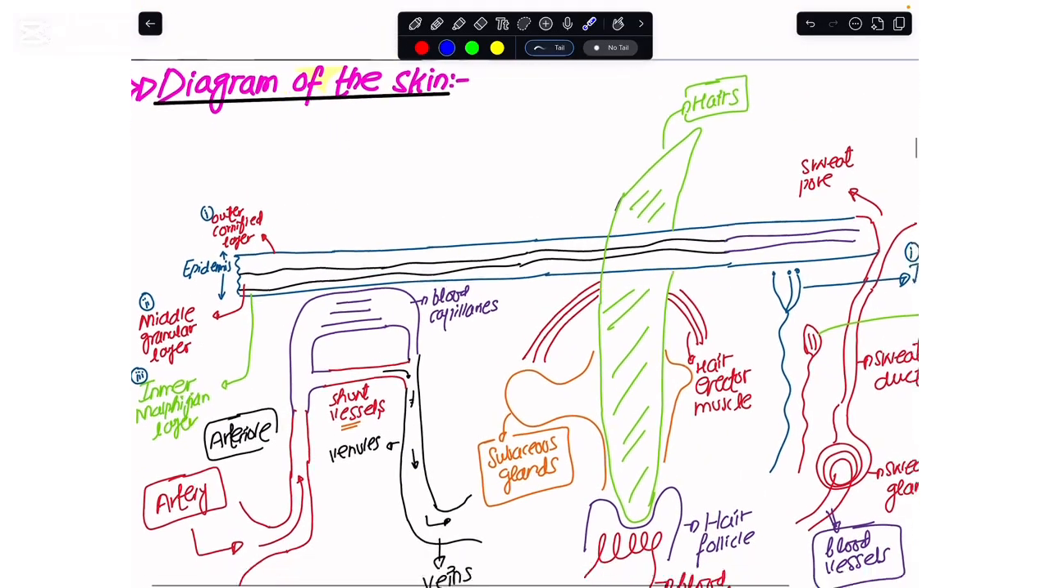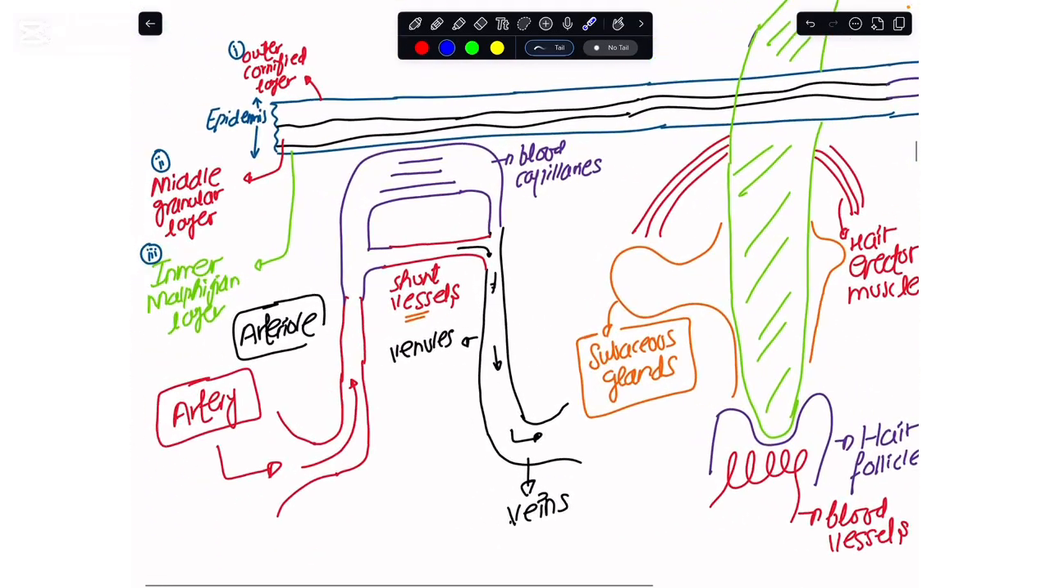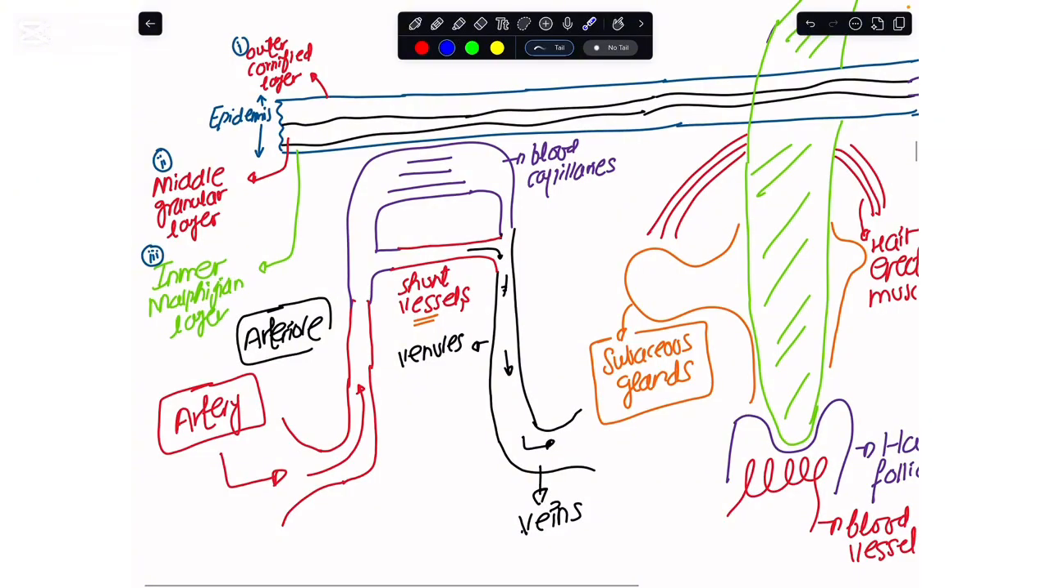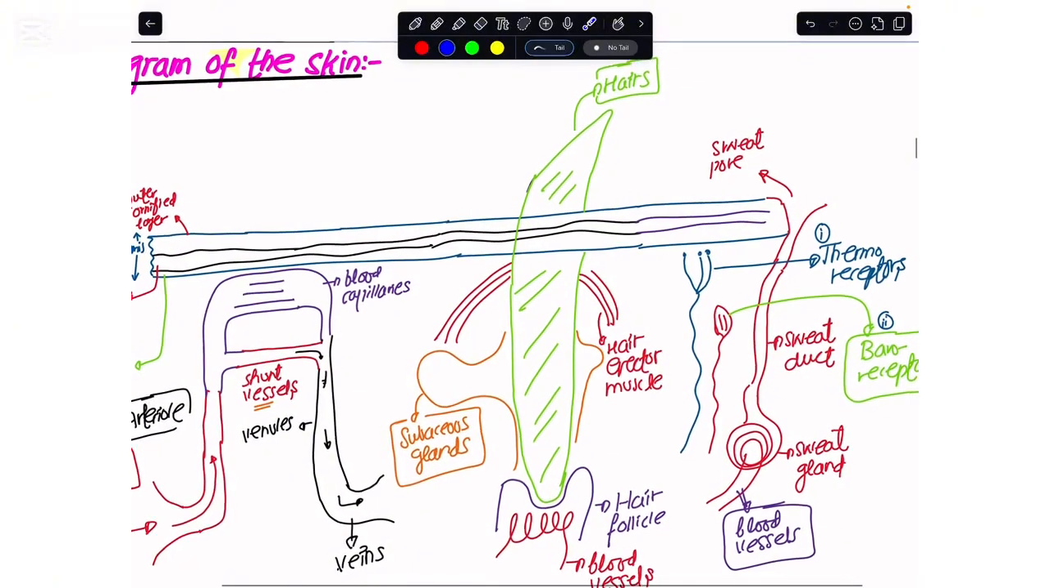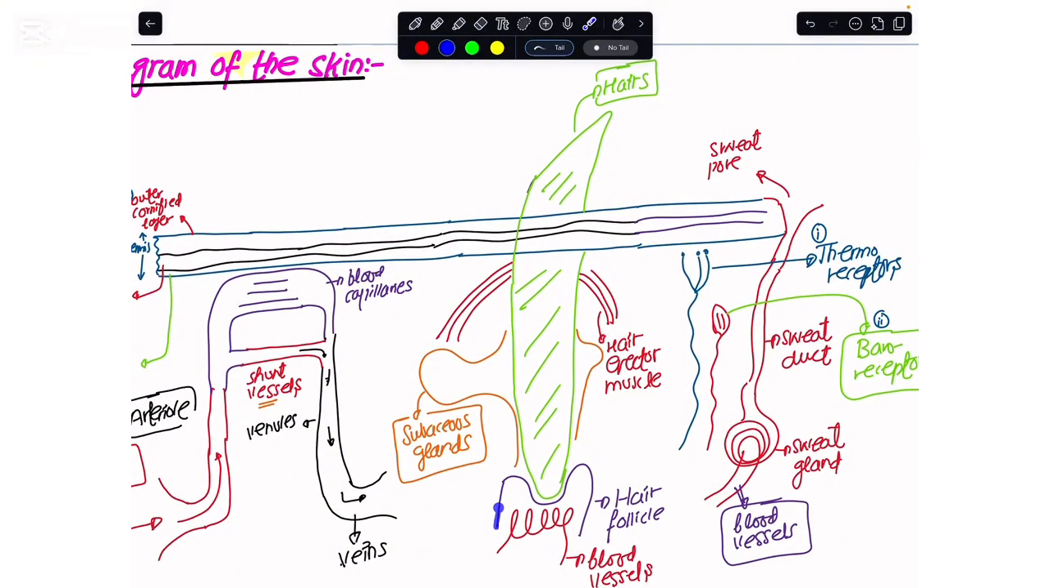And when I go downwards, here you see we have a lot of components to learn about. Now here comes the artery. From the artery the arteriole gets out, and from the arteriole, when I come immediately below the epidermis, there is the presence of the mini blood vessels, and these are the blood capillaries. Out of the blood capillaries the venules emerge, and then the blood leaves the skin with the help of the veins.